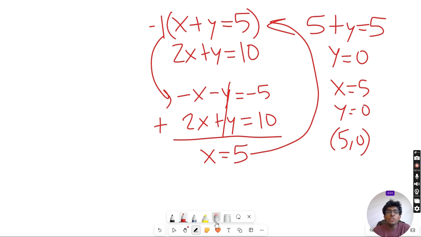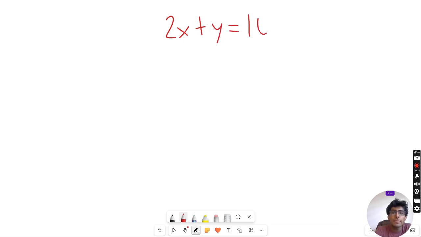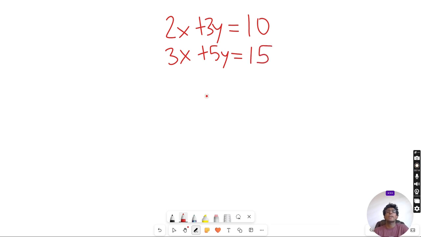Okay? Let me try to think of an example where you have to manipulate both equations for an elimination. So that way we can kind of get a good problem. So let's try 2x plus y equals 10. And then we're going to have 3x plus... Actually, no, I don't want to do y. 2x plus 3y. Let's do that. Equals 10. And then we're going to have 3x plus 5y equals, I don't know, let's say 15. I'm warning you, this is probably going to have fractions for answers. This is me trying to make up one on the run.